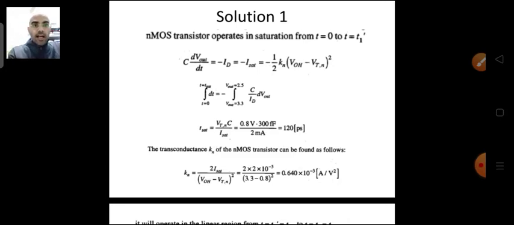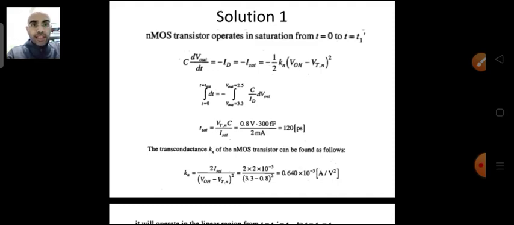Okay, so this is clear. Now we have to find the other thing, which is the linear region. The transistor will operate for some time in the saturation region, and in the linear region as well.